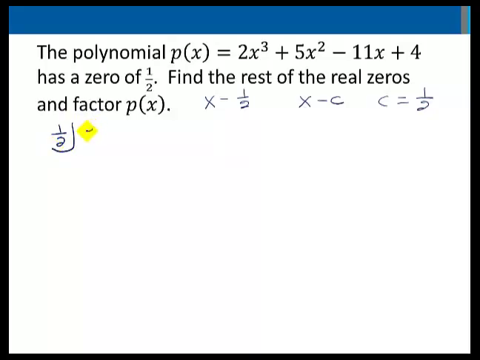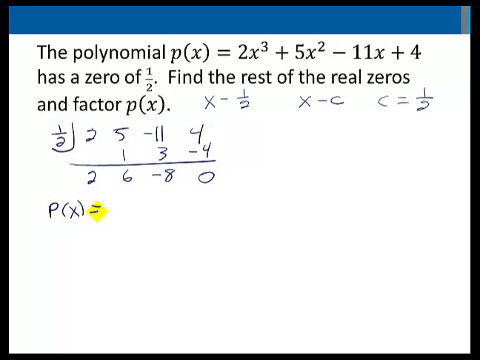I have coefficients of 2, 5, negative 11, and 4. We'll bring down the 2. 1/2 times 2 is 1. 5 plus 1 is 6. 1/2 times 6 is 3. Negative 11 plus 3 is negative 8. 1/2 times negative 8 is negative 4, giving me a remainder of 0 and allowing me to factor my polynomial into x minus 1/2 times 2x squared plus 6x minus 8.